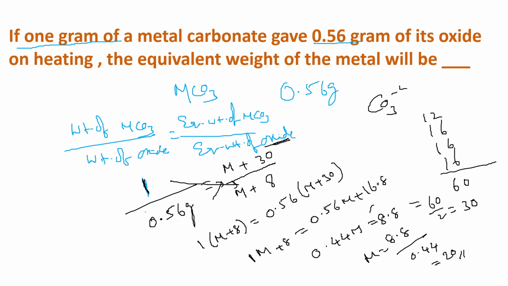So the answer is 20. Like that, you calculate the weight of the metal carbonate divided by the weight of the metal oxide, that is, the equivalent weight of metal carbonate divided by the equivalent weight of metal oxide. It is already given: 1 gram of metal carbonate, that is 1 divided by 0.56 grams. Then metal plus the equivalent weight of oxygen. So by calculating M, that is the equivalent weight of the metal, 20 is the right answer.